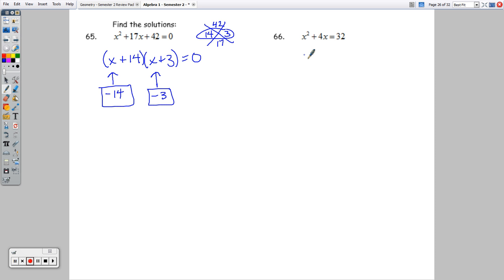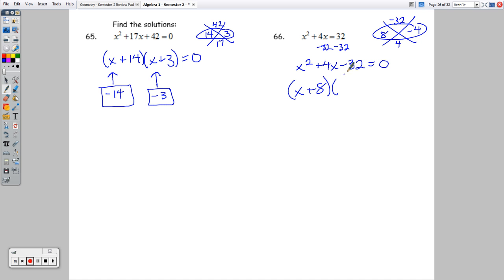Over here, we need one side equal to 0 first. So you'd have x squared plus 4x minus 32 equals 0. From there, you can do your x method if that helps you. You can write out the factors if that helps you. Whatever you find helpful to do this, go ahead and do that. So x plus 8 and x minus 4 would be the right combination. Negative 8 would make that factor 0. Positive 4 would make this factor 0. So those are your two solutions there.